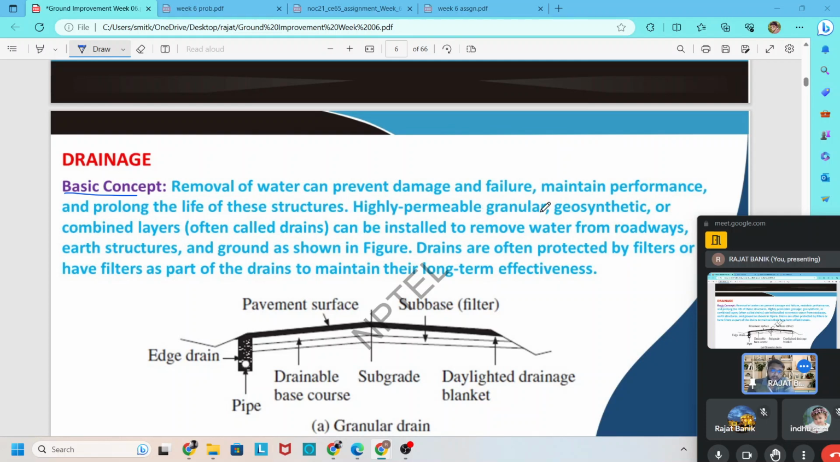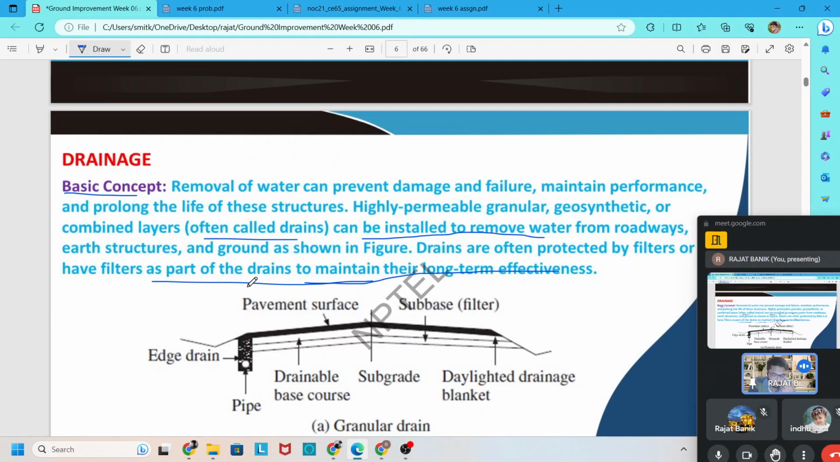The highly permeable granular geosynthetics or combined layer, sometimes called a drain, can be installed to remove the water from the roadways, earth structure, and ground, as we already discussed. Drains are often protected by a filter, or have a filter as a part of the drain, to maintain their long-term effectiveness. So we use the drain with the filter arrangement so that the drain can work in the long run, and its effectiveness may be maintained.